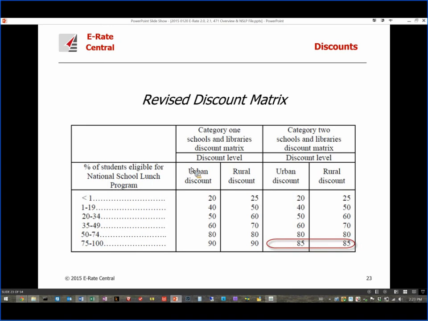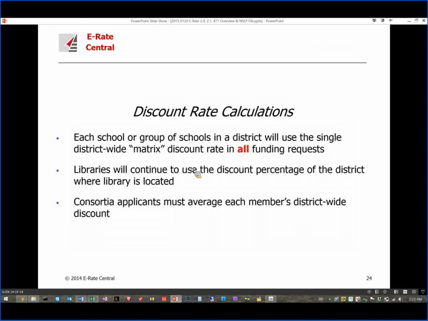So if you look at the discount matrix, you have basically a category 1 and a category 2 matrix. Category 2 tops out at 85%. Each school or group of schools in a district uses the same district-wide matrix discount for all their funding requests. Libraries will continue to use the discount percentage of the district where they're located. Consortiums, though, will actually average each member's district-wide discount together.